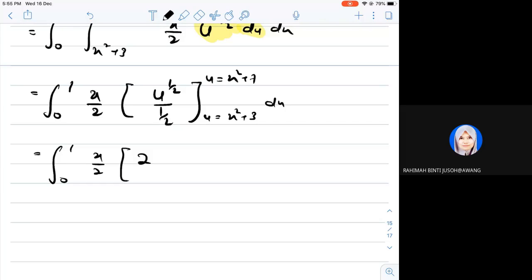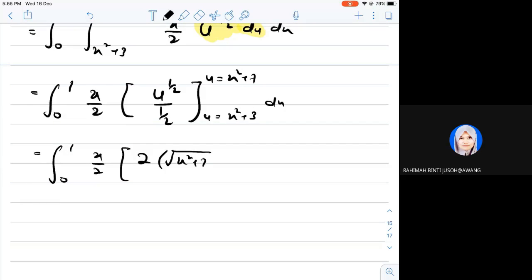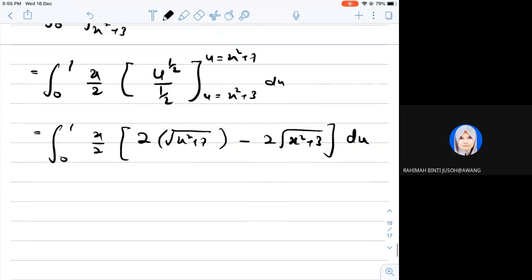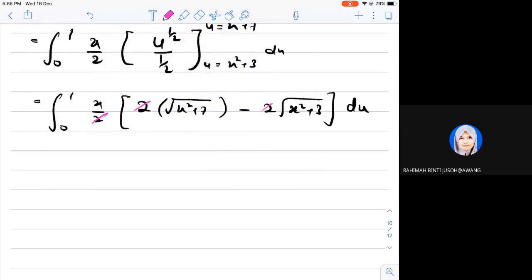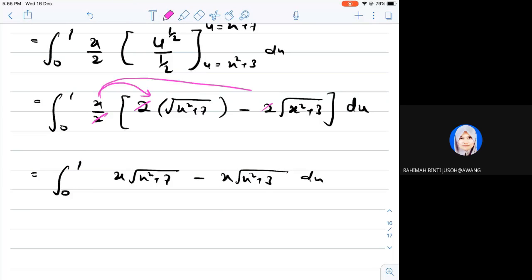Okay, multiply by 2. Alright, so u is the square root of x squared plus 7 minus x squared plus 3 dx. Now we can cancel this 2. So what happened, guys? You will have the integral from 0 until 1 of x times the square root of x squared plus 7 minus x squared plus 3 dx. I multiply x in because it is a bracket. This x, you multiply here and then you multiply also here. That's why there is an x outside.